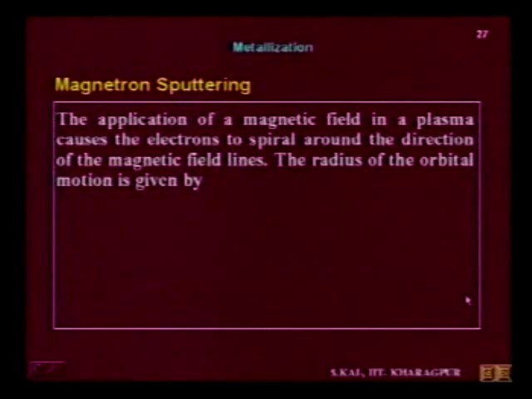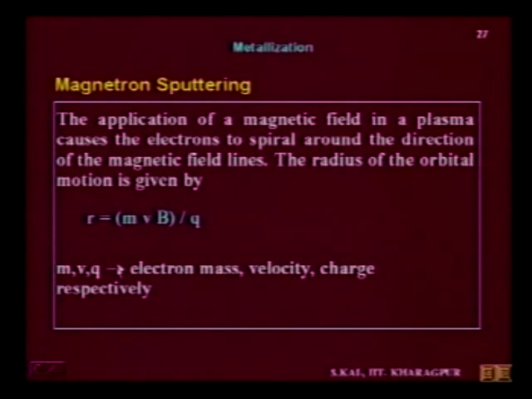Okay, the radius of the orbital motion is given by R equals m v B by q, where m is the mass of the electron, v is the velocity, B is the magnetic field, and q is the charge of the electron. M, v, q are electron mass, velocity, charge respectively, and B is the magnetic field. That is the radius of the orbital motion under the action of the magnetic field.